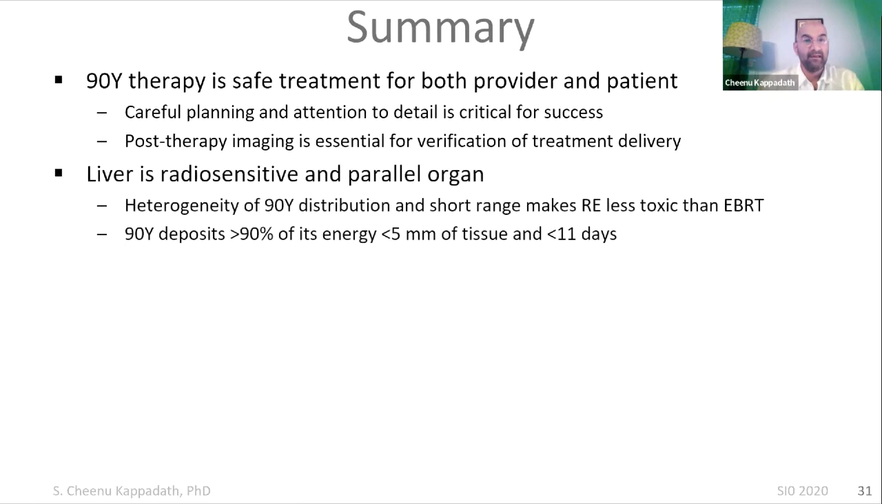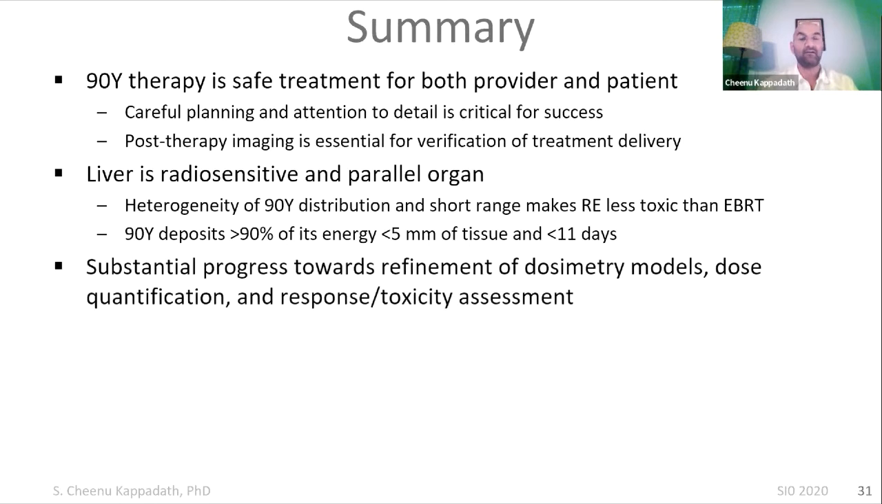So, liver is clearly a radiosensitive and pathological organ here. It is the heterogeneity of the Y90 dose distribution and the short range of Y90 that makes it less radiotoxic than EBRT, external beam radiation therapy. But it also means there are differences within the different devices that they use as well. A good thing to keep in mind is that Y90 deposits about 90% of its energy within about 5 millimeters of tissue, and all that deposition takes place within 11 days. Okay, remember, it's got a 2.5-day half-life.